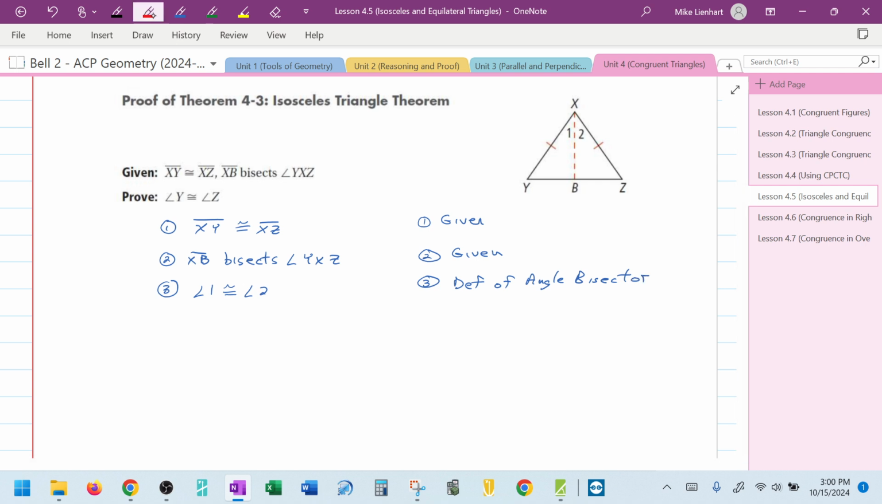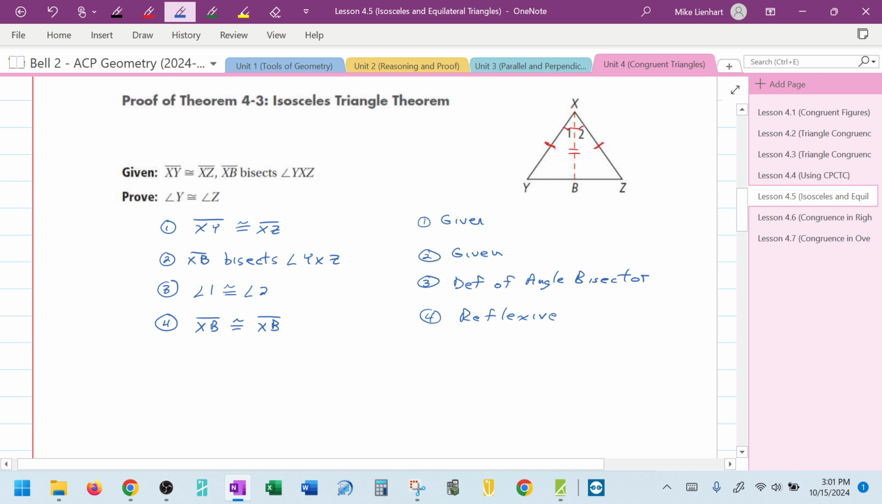So now in my picture, I have side XY congruent to side XZ. I have angle 1 congruent to angle 2. I need a third thing so that I'm going to be able to say the triangle on the left is equal to the triangle on the right, or congruent. I know that can be done by stating that this side is congruent to itself. So my fourth statement would be that XB is congruent to XB, which I know by the reflexive property of congruence.